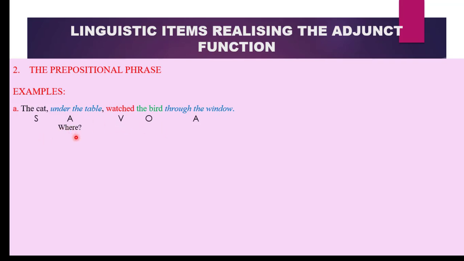Under the table gives us information about where. Through the window gives us information about how. Therefore, these prepositional phrases are functioning as adjuncts. In the second sentence, the hikers, with their gear secured, began the journey. The hikers becomes our subject. With their gear secured gives us information about how they began their journey. Therefore, it is functioning as our adjunct. It is a prepositional phrase because it begins with a preposition.